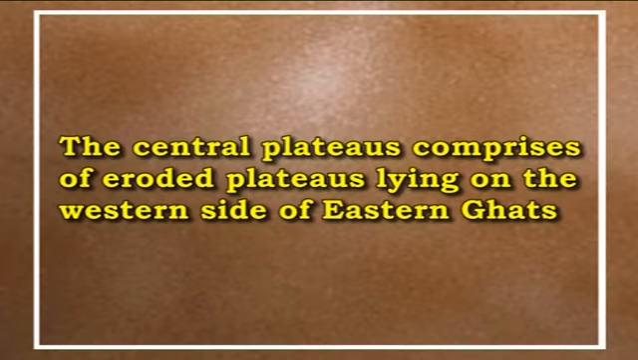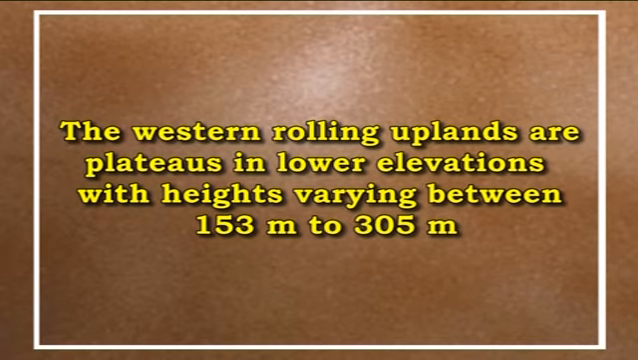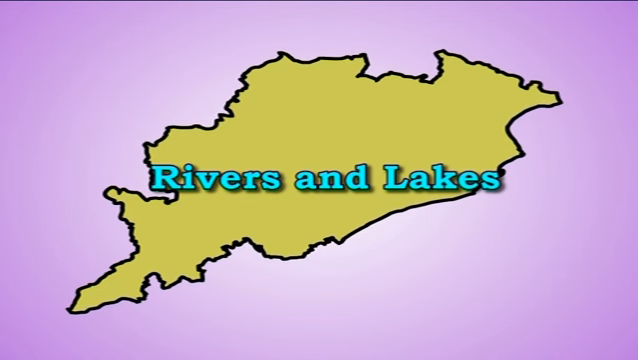The central plateaus comprise eroded plateaus lying on the western side of the Eastern Ghats. There are two broad regions, the Panposh Keonjhar Plateau and the Nabarangpur Jeypore Plateau. The western rolling uplands are plateaus at lower elevations with heights varying between 153 meters to 305 meters. The major floodplains. Now next coming to the rivers and lakes.